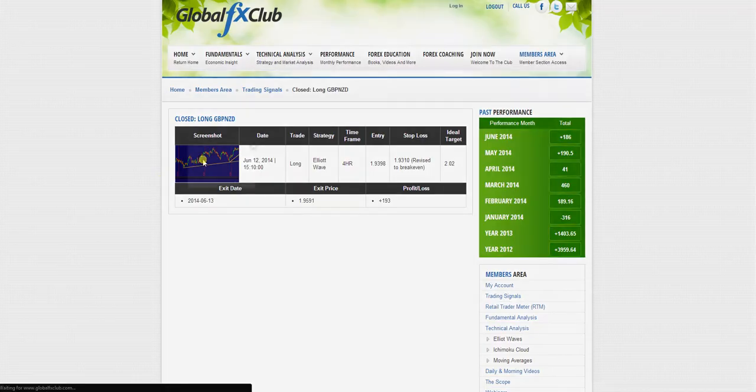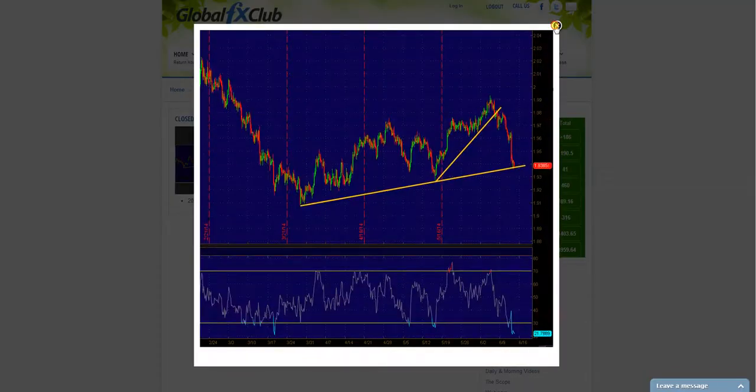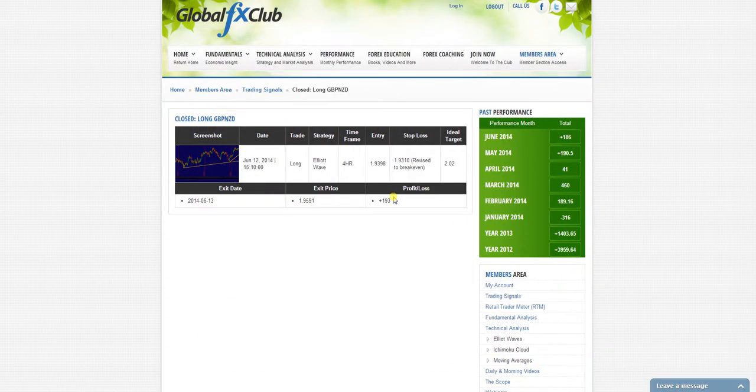The entry point on this pound Kiwi was 1.9398. Stop loss was 193.10. Indeed, that is a little bit wider than what you guys are normally used to us taking, but because of the nature of the pound Kiwi movements, obviously we had to widen that up, because a 40 pip stop can happen very fast on the pound Kiwi, just by nature of price action. But it ended up working out well.